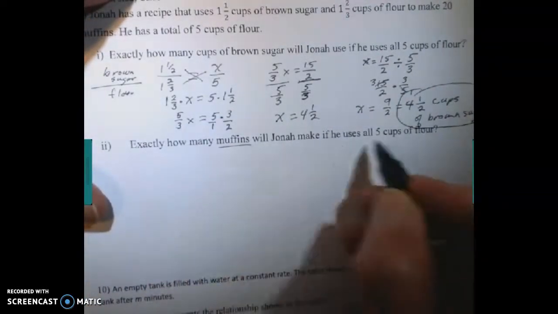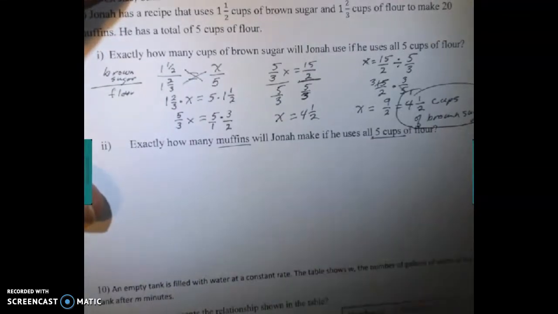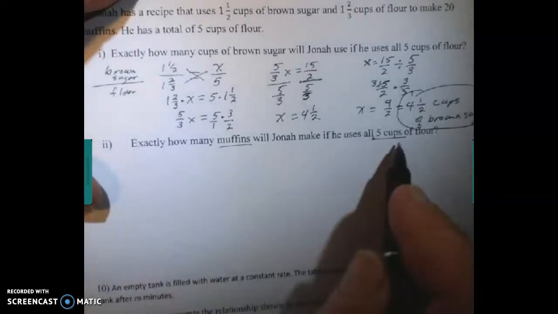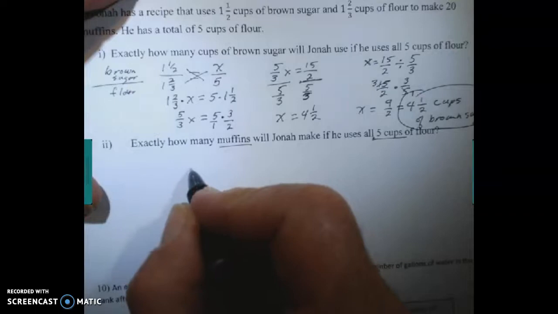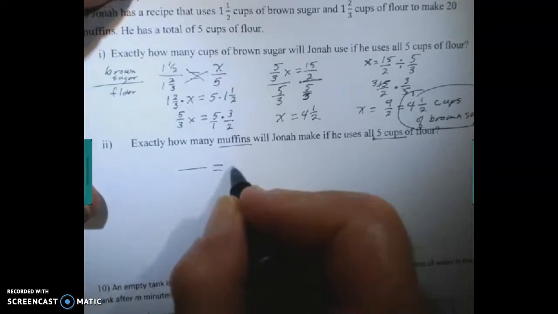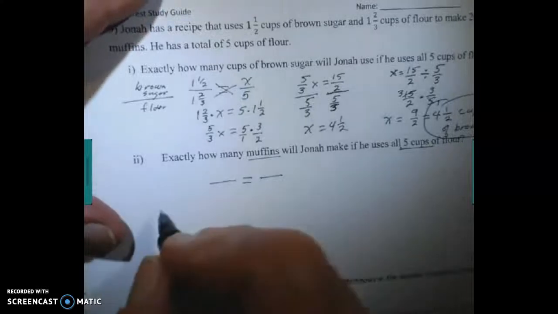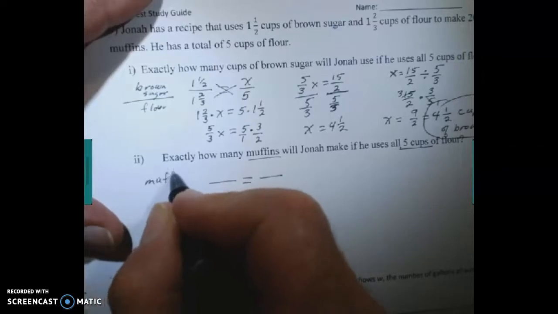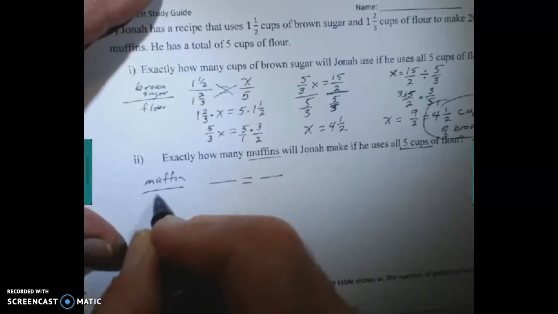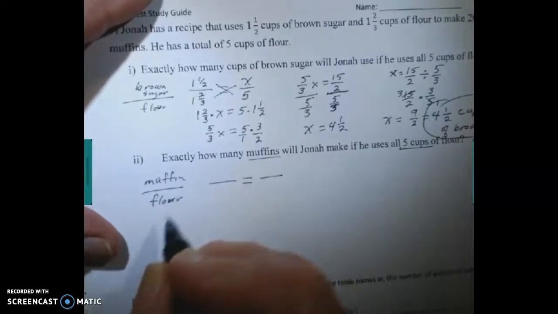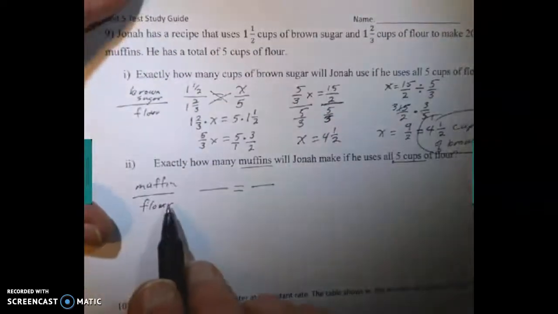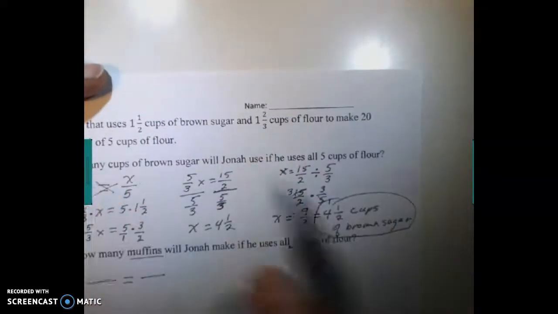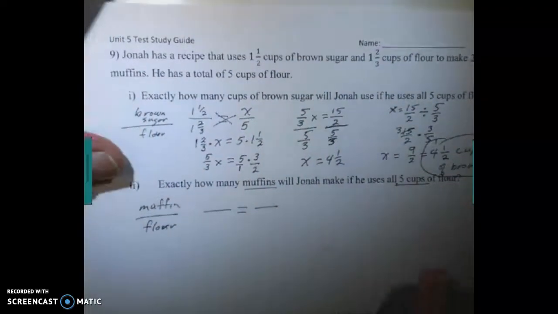Okay, problem 2, still using the same information, but this time they're asking about how many muffins we can make if he uses the 5 cups of flour. So this time you need to set up a proportion that compares muffins to flour, or flour to muffins. Again, start with line equals line. I'm going to go ahead and put, doesn't matter which way, but I'm going to go ahead and put muffins on top, and I'm going to put flour on the bottom.